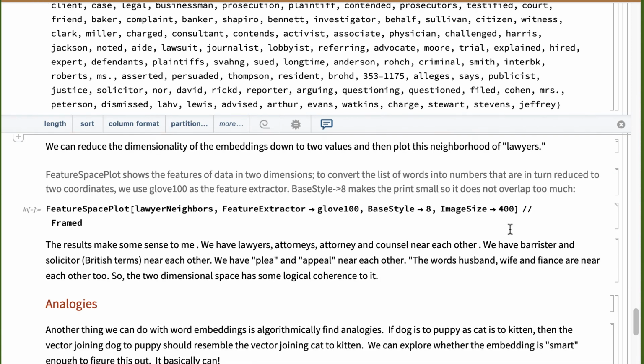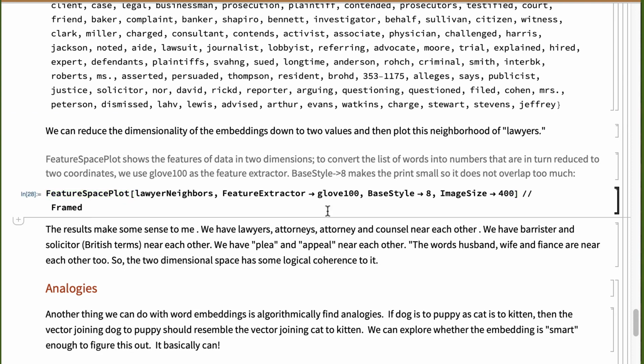Now, here's something we could do. We could look at the words that are in the neighborhood of lawyers and get a picture of them in two dimensions. We're going to be using a function, feature space plot, which basically tries to reduce these things down to two dimensions. I'll be using our GloVe 100 as our feature extractor. And let's see what we get.